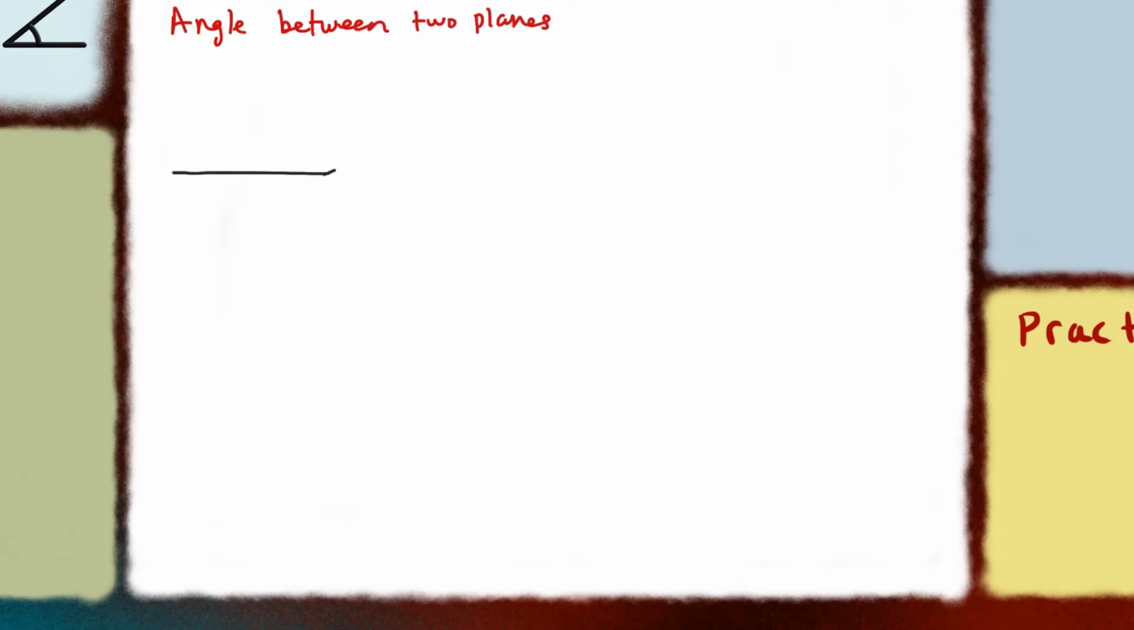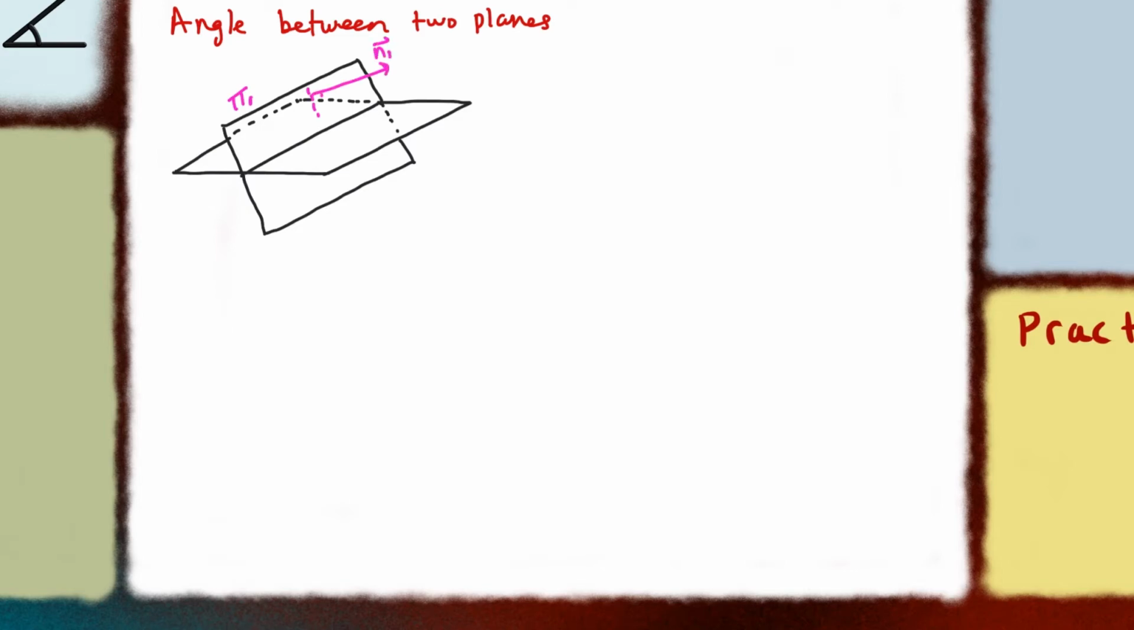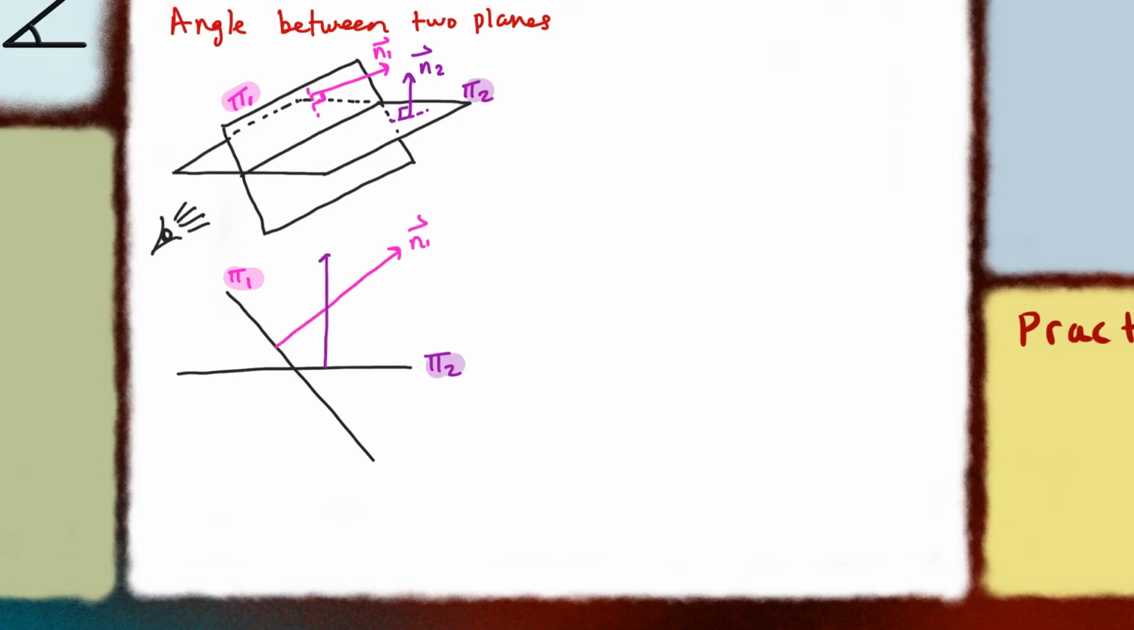So we're going to have two planes. We're going to call one of those planes pi 1 and the other plane pi 2. And we're going to use the normals to these two planes to come up with an expression for the angle between them. We're going to redraw the three-dimensional planes as two dimensions. So we'll have pi 2 just going horizontally and pi 1 going at an angle to it. And we're going to draw the normal to pi 1 and the normal to pi 2. And we're also going to label the angle between them, and we're going to use the acute angle here, and we're going to label that as theta.